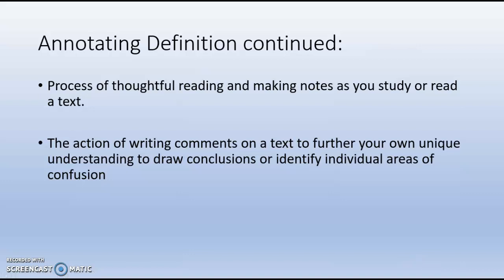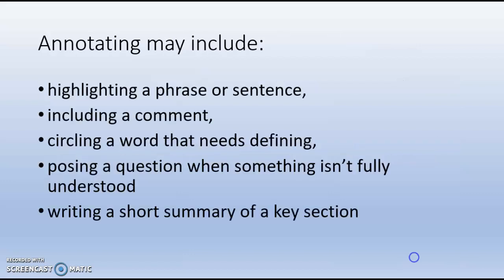Annotation is the process of thoughtful reading and making notes as you study or read a text. It's the action of writing comments on a text as a way to further your own unique understanding, to draw conclusions, or identify individual areas of confusion. In general, annotating may include highlighting a phrase or sentence and including a comment, circling a word that needs defining, posing a question when something isn't fully understood, and writing a short summary of a key section.